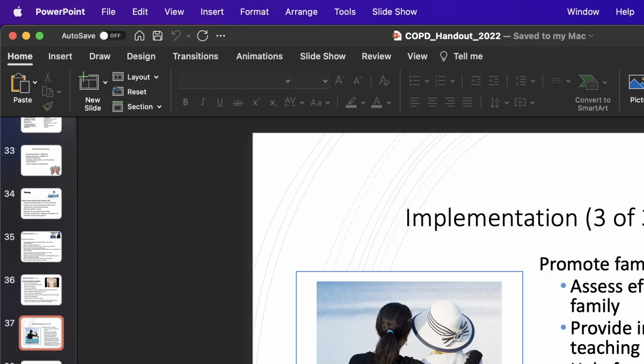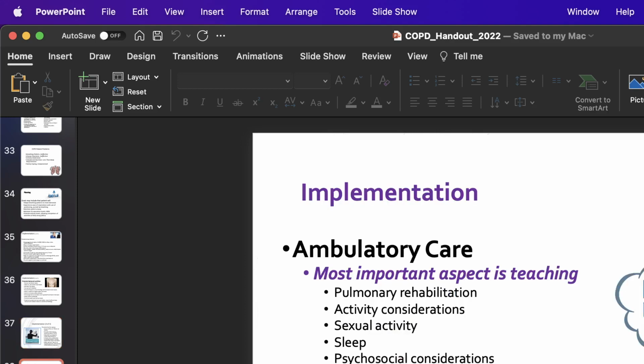They will work with the patient. Do you remember which member of the healthcare team works with patients trying to adapt their activities of daily living? OTs, yeah, our occupational therapists. They are brilliant at coming up with ways for the patient to conserve oxygen and still get through their ADLs with some level of independence.